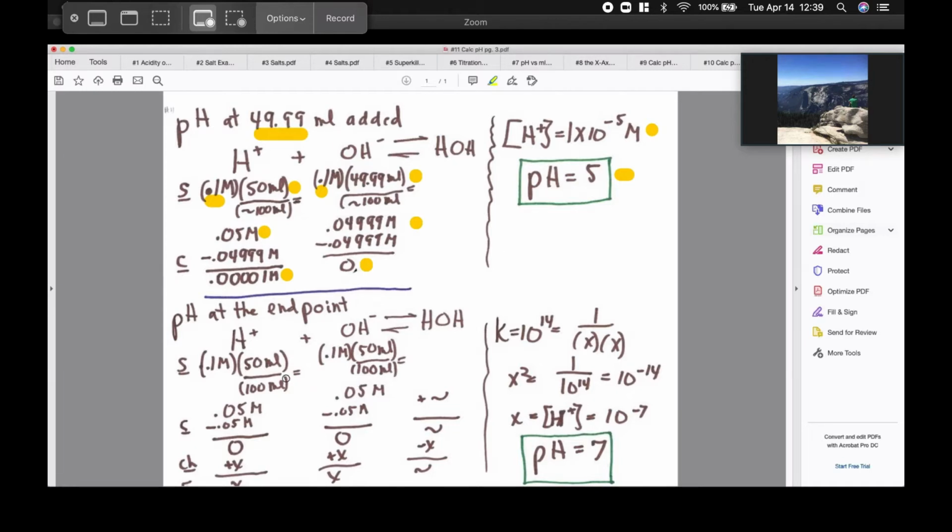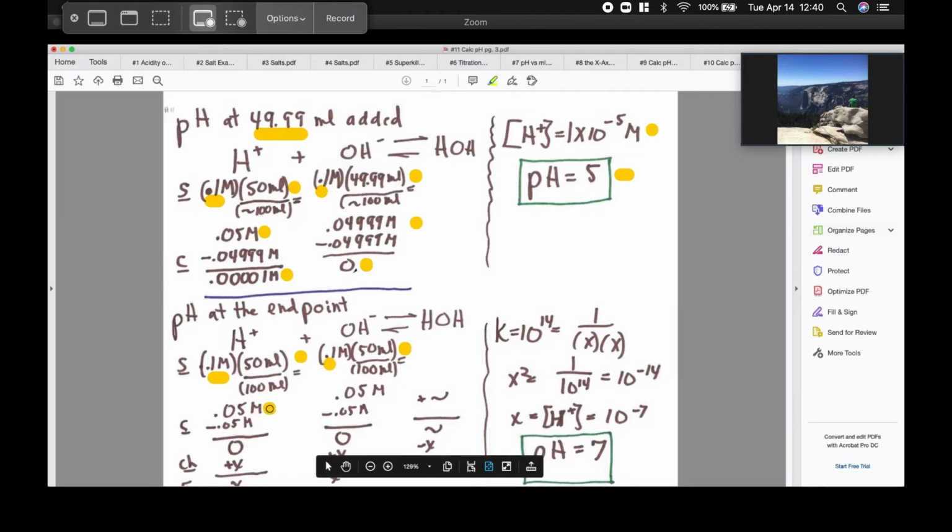Okay, so again, the net equation is hydrogen plus hydroxide gives us water. Okay, we have 0.1 molar acid, 50 milliliters of it. 0.1 molar base, we decided earlier that 50 milliliters was the amount needed for the endpoint. The dilution factor is 50 over 100 for both, and notice their concentration is diluted to 0.05 molar.